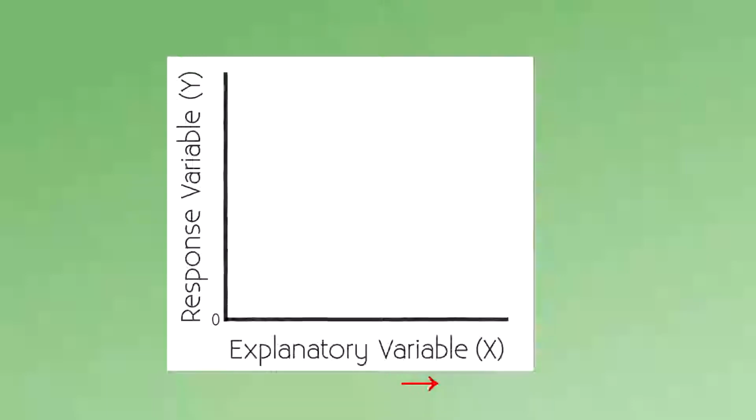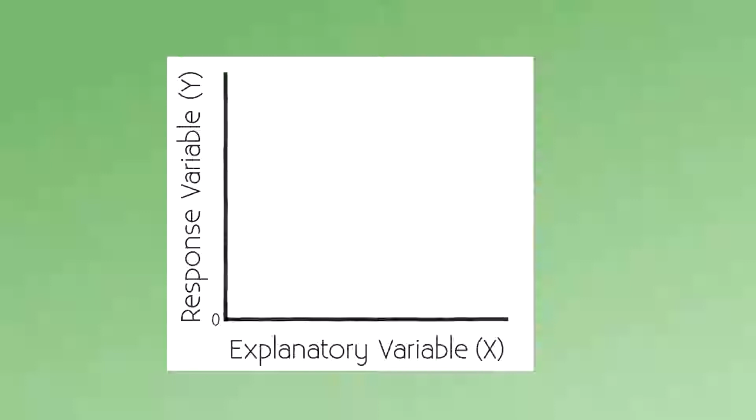How do we examine the association between two variables graphically? When we graph the association between two variables, the independent or explanatory variable is plotted on the x-axis. The dependent or response variable is plotted on the y-axis. This is a most important convention to use when graphing relationships.